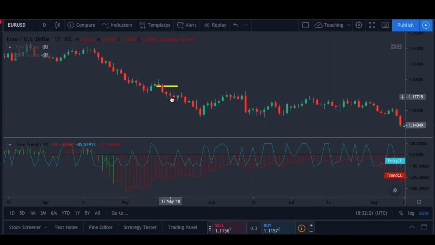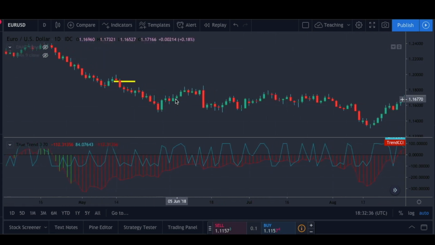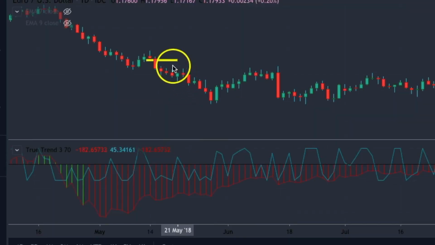The true trend indicator is the simplest way to define a trend. The trend is either up when the trend CCI is positive, or the trend is down when the trend CCI is negative. You are only going to trade with the trend, and you're waiting for the best time to take entries. And it's not always going to work out.